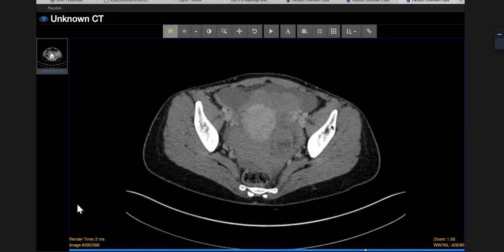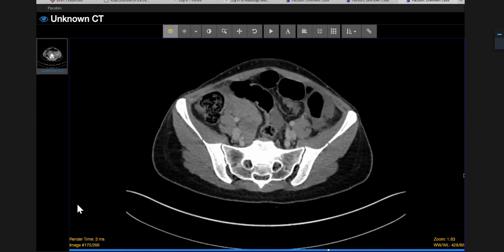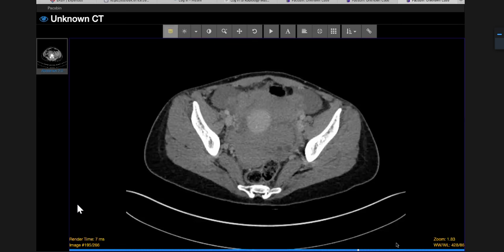Okay, so that's your case of CT of hemoperitoneum. Let's show you another one.